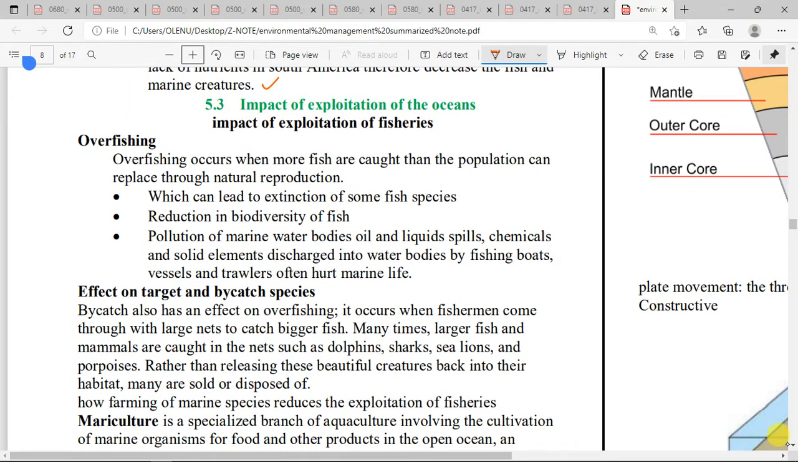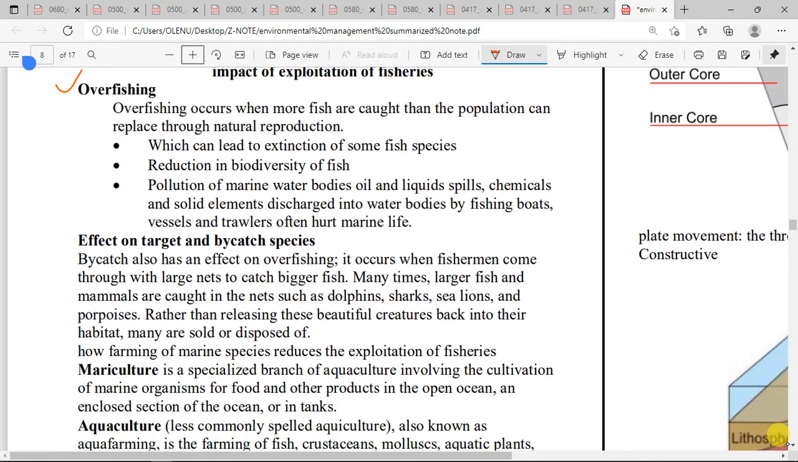Impact of exploitation of ocean. What impact does it have? So you look at the impact of exploitation of ocean, you look at the impact of overfishing, the impact of bycatch and target species, mariculture and aquaculture. Now in overfishing, overfishing occurs when more fish are caught than the population can replace through natural reproduction. When you catch more fish than can be replaced through natural reproduction, it can lead to extinction of some fish species, obviously.